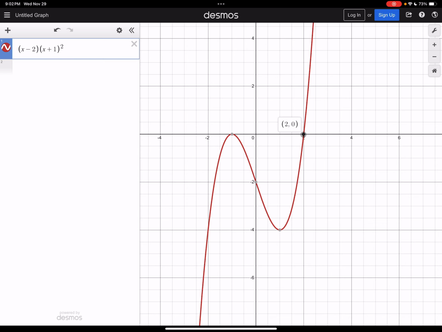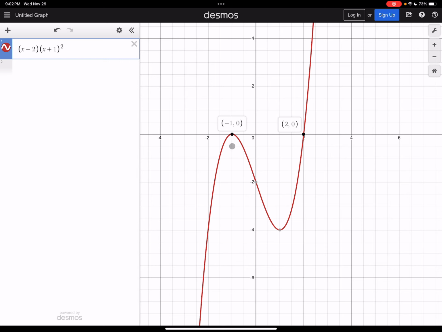At 2, it's still just doing that passing through motion, right? I'm going right through. But if you look at -1 now, which is the root with multiplicity 2, it doesn't pass through. It sort of bounces. I wish I could draw here, but I'll try to move the cursor. See, I come up, up, up, up, and then I bounce off this, right? And so that's what happens with multiplicity 2.